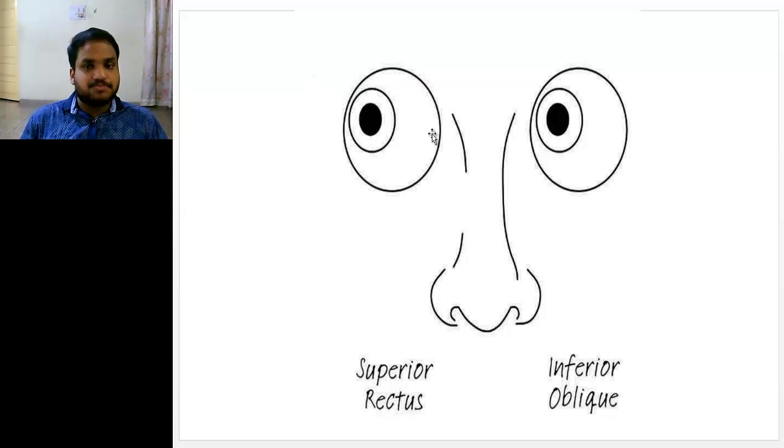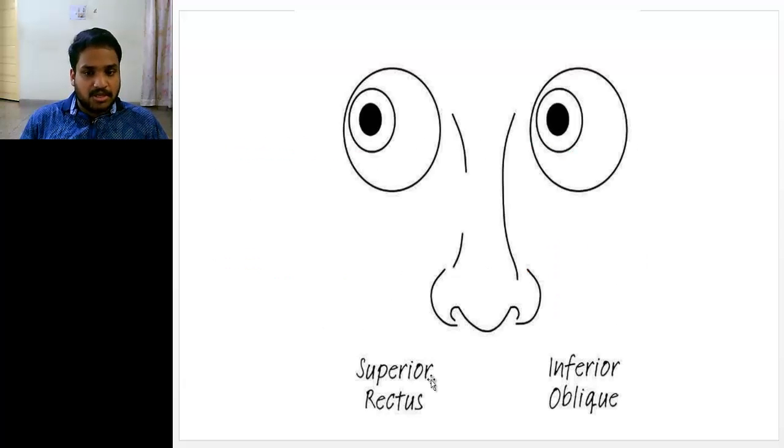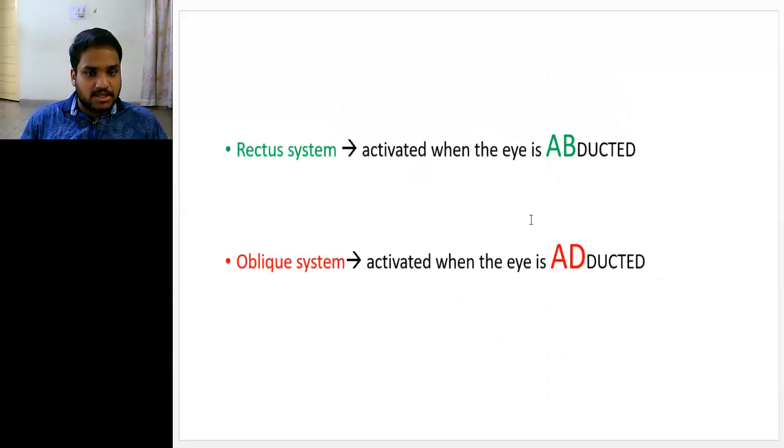So now what happens? This right eye is in abducted position. In case of abducted position, which system is activated? It is the rectus system that is getting activated, right? So it is the superior rectus that helps to look upward. In the case of this eye, it is the superior rectus acting here, right? And what is the case in this eye? When the eye is adducted, which system gets activated? It is the oblique system that is activated when the eye is adducted, right?